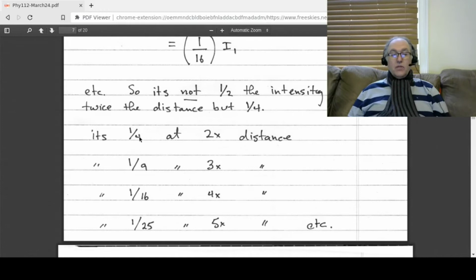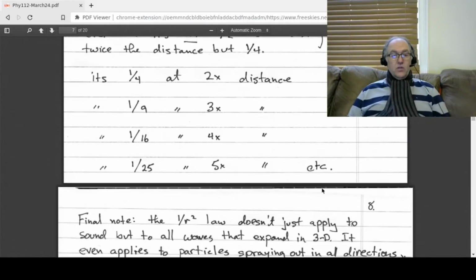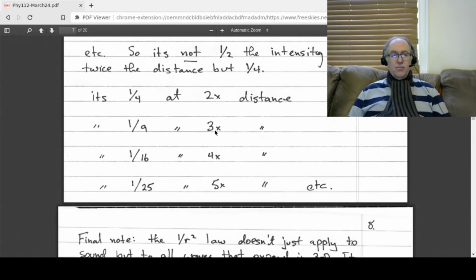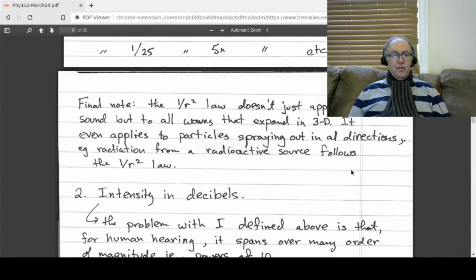Why? Well, because it's 1 over 2 squared. It's the distance squared. It's 1 over 3 squared, and the 1 over 16 is 1 over 4 squared, or 1 over 5 squared for 1 over 25. And so basically it's 1 over the distance squared. And so the drop off is much faster than if it were something like linear. So there's the story with the inverse R squared law. These are pretty easy problems, so one example is sufficient.